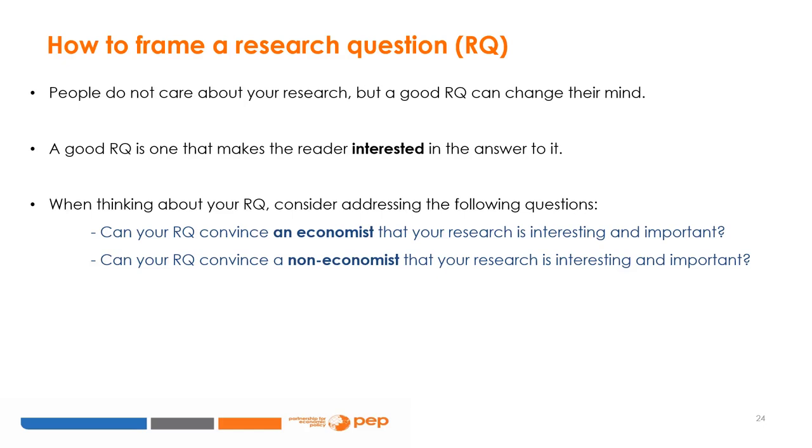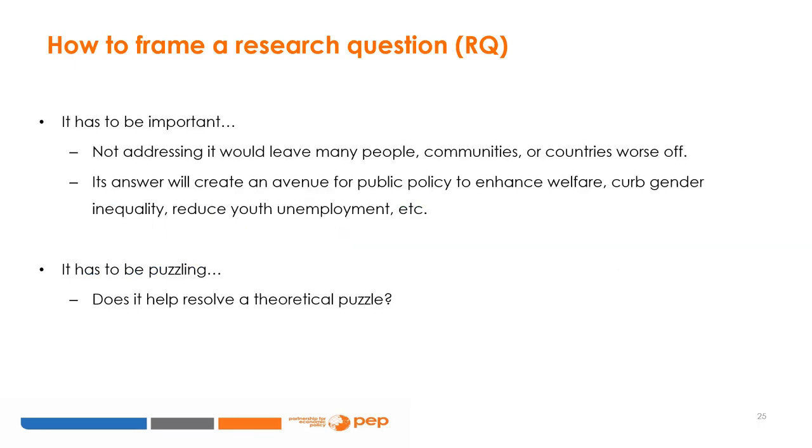People do not care about your research unless your research question changes their mind. And people will not be interested in your research question unless they have a vested interest in its answer. Therefore, ask research questions whose answers are of interest to your audience. A good research question convinces both economists and non-economists that your research is of great public interest. It makes readers interested in the answer your research will provide.